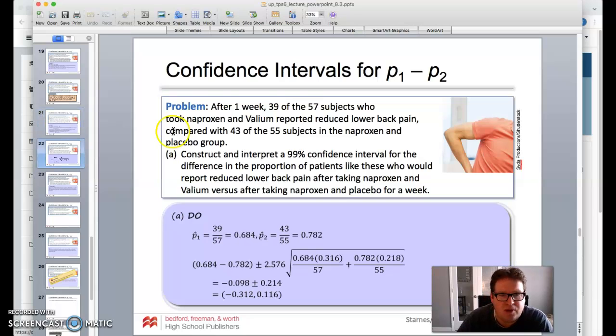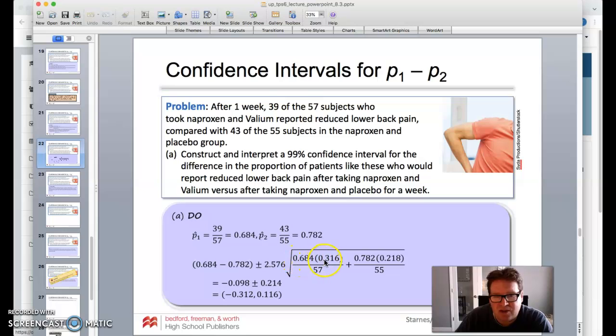Let's find the proportion of 1. We had 39 out of 57, so our proportion is 0.68. In our sample, those in the placebo group had 43 out of 55, so 0.782. To do this, we take the difference of our proportions. Now for the 99%, if we look at our z-table, that's going to be at positive and negative 2.576. If you want to use the calculator, 2.58 is probably what you get out of the chart.